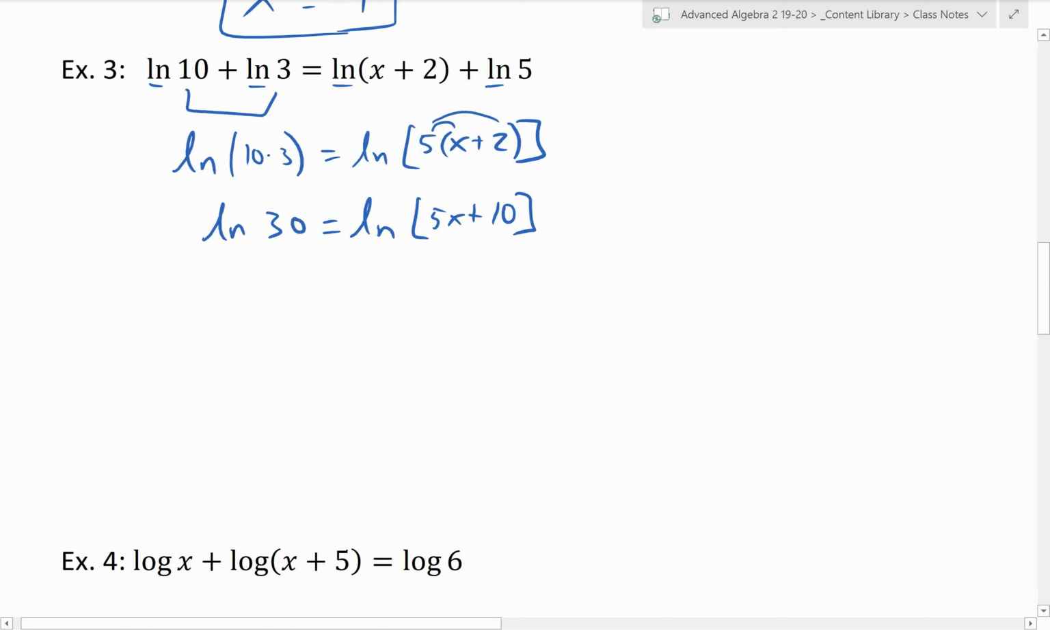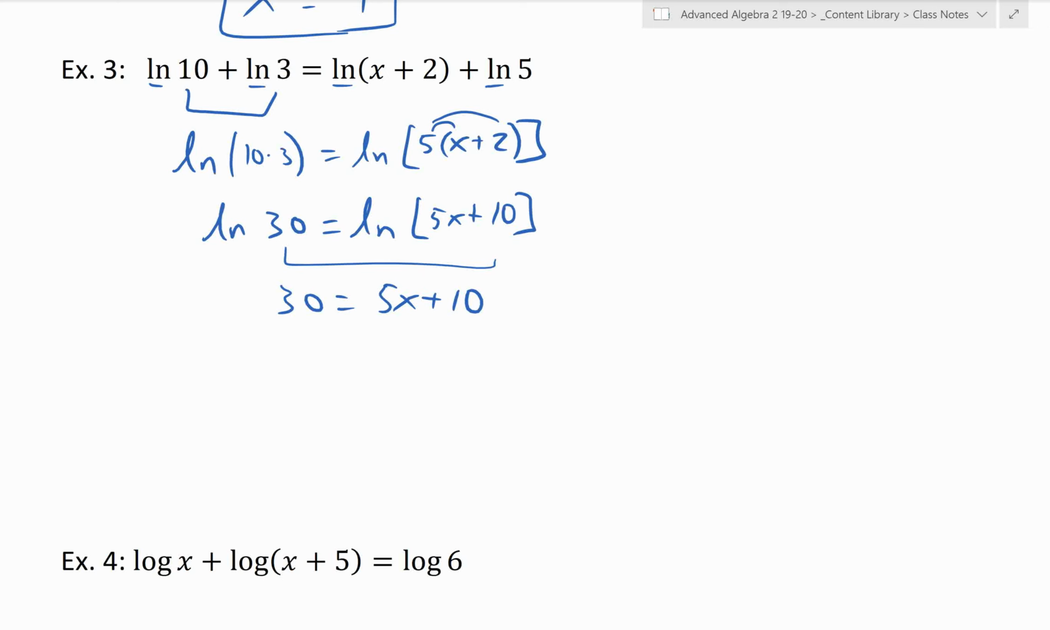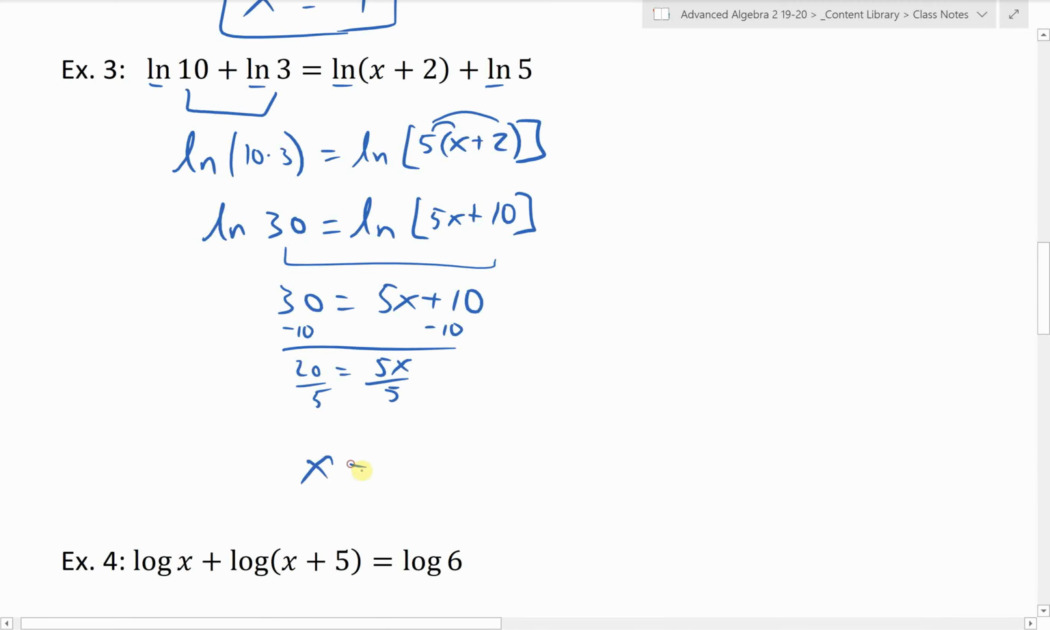And now I see I have two different natural logs set equal to each other, which means the powers inside those logs have to be equal to each other. So I can just set those equal. 30 equals 5x plus 10. And how do we solve equations? Isolate the variable by performing inverse operations on both sides. And we get back down to x equals 4. So same as the previous example, that's just coincidence, right?